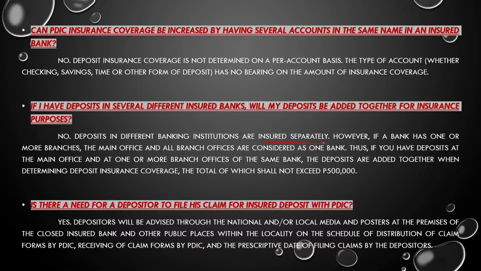So for example, if you have 1 million in BPI and you have 1 million in BDO, it does not mean that you only have an insured amount of a total of 500,000. No, because deposits in different banking institutions are insured separately. So therefore, if BPI and BDO closed, you will receive 500,000 from BPI and another 500,000 from the BDO. Okay?